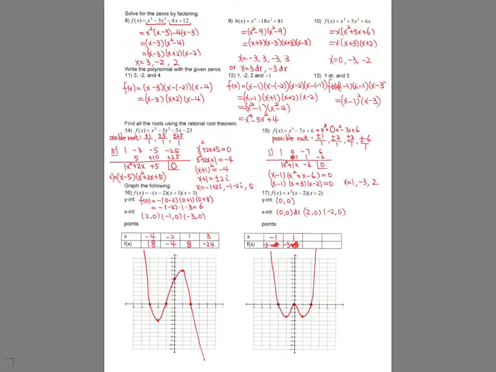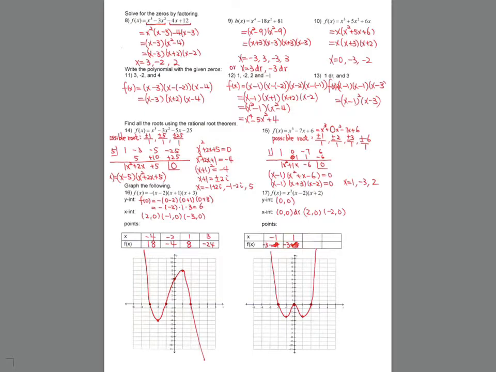Number 11, 12, 13 are writing polynomials with the given zeros. This was on our last day of the lessons. When you are given the zeros, you are asked to write the polynomial. I'll use the simple formula of x minus the given zero, x minus the given zero, x minus the given zero. So for number 11, I have 3, -2, 4. So 3, -2, and 4 are the given zeros. So I write it as (x minus 3)(x minus -2)(x minus 4).